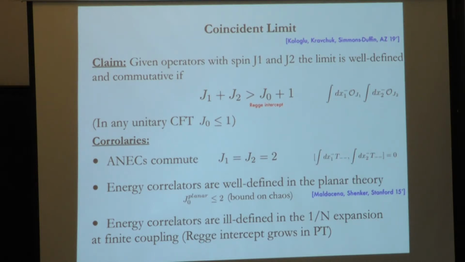So in practice, what does it mean? It means that if you have two ANEC operators and you put them on top of each other, where the ANEC operator is an integral of the stress tensor, you plug J1, J2 equal to 2 into this formula. J0 is 1. So 4 is larger than 2. Conclusion: the ANEC operators commute.